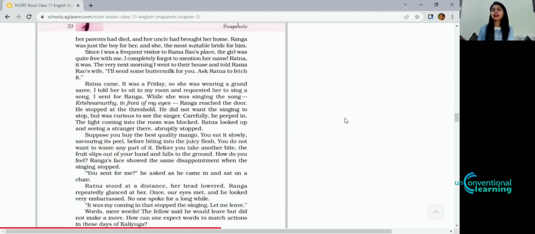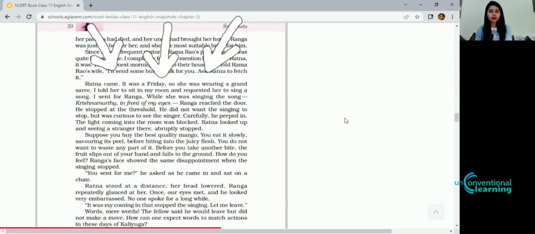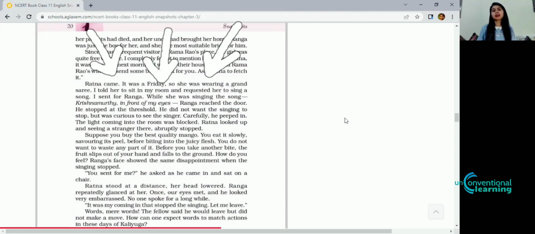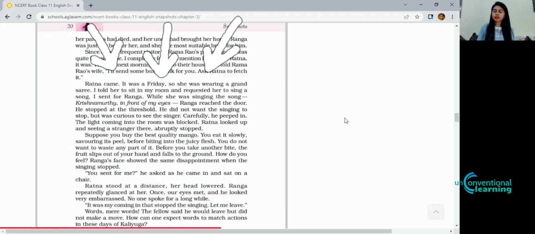Now, on the Friday when Ratna went, she was wearing a grand sari. I don't know why she was wearing a sari, but anyway, she went there. And meanwhile, this narrator has already told someone to call Ranga. तो ये जो पूरा प्रॉपर बॉलीवुड सीन है, वो बनाना चाह रहा है यहाँ पर. And what he's trying to do is he has already called Ratna. He's waiting for Ranga, and he's asked Ratna to sing some song, and she has started singing a song on the request of narrator Krishnamurti.